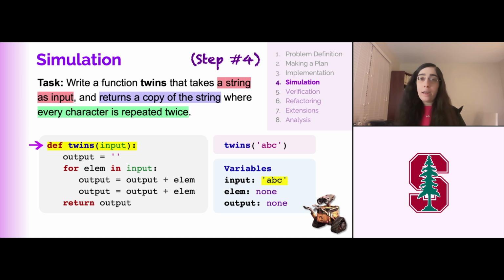We start at the first line, where input gets initialized to ABC. Then we initialize an output variable to an empty string and start looping over the input. elem gets the first character A, it's concatenated once to the output, and then concatenated again. And we repeat this process with the character B and also with the character C. We indeed got the expected output, so we can happily return it back.